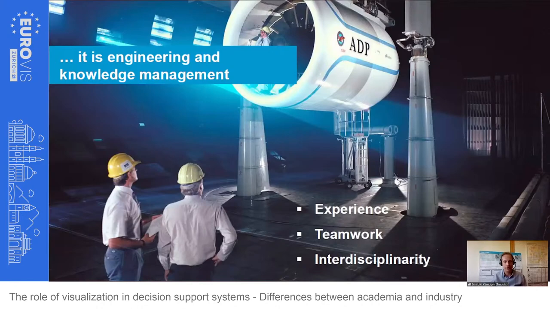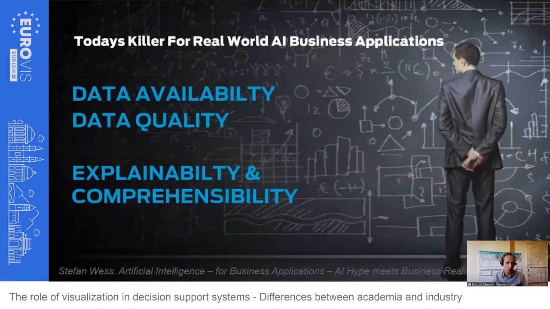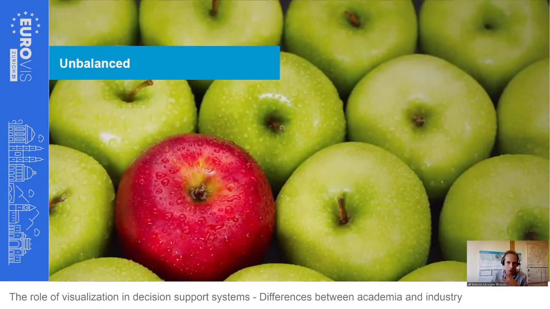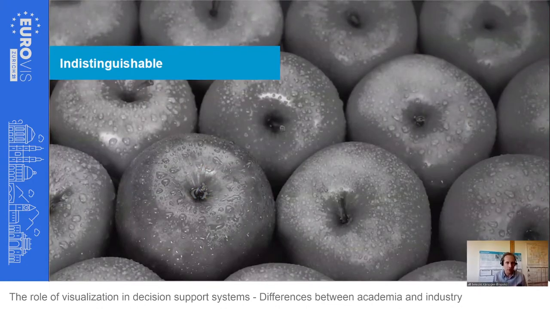They require engineering, they require knowledge management, experience, teamwork, and for me, most of all, interdisciplinarity. And this is something that is very important. It's much more important than using the newest language model in natural language processing. This is also because most of the time, you still have most problems in data availability, data quality, explainability, and comprehensibility. For example, most often you have unbalanced data. You have few examples, but mostly you have examples that are not so interesting. Or you just have so few dimensions that your data is indistinguishable. It just gets a gray mess.